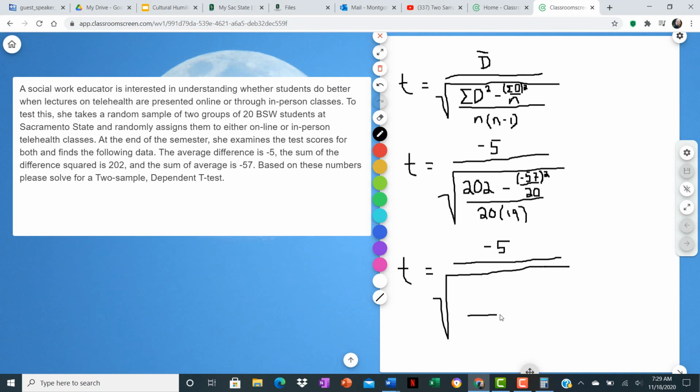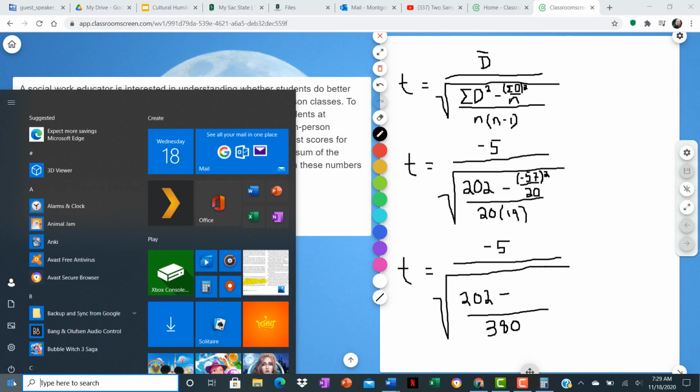So we'll go ahead and put the denominator in right now. And we'll just carry this 202 down also, because it's not going to change at all. We're not going to do much with it. The only thing we have to do any kind of major calculation with is right here: negative 57 squared over 20. We can take care of that pretty quickly.